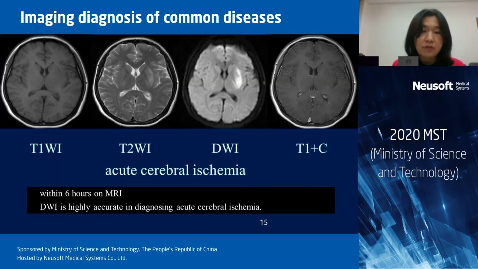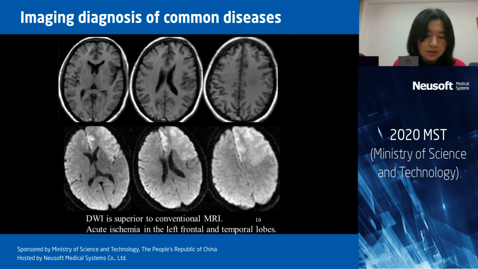This picture gives us T1 weighted imaging, T2 weighted imaging, and diffusion weighted imaging. It's acute cerebral ischemia within 6 hours. DWI is highly accurate in diagnosing acute cerebral ischemia. Acute ischemia in the left frontal and temporal lobes. DWI is superior to conventional MRI.